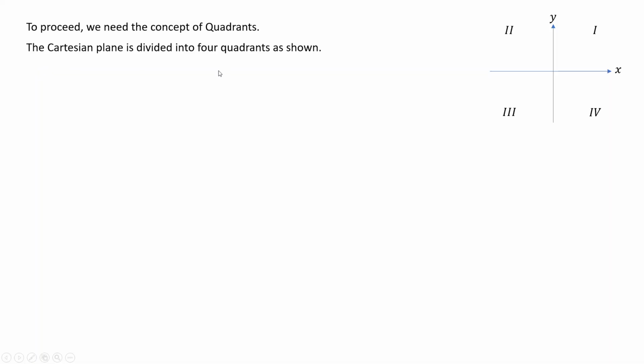The Cartesian plane is divided into 4 quadrants as shown. So, if you look at this XY Cartesian plane, this quadrant is considered to be the first quadrant, and this is the second, third, and fourth.